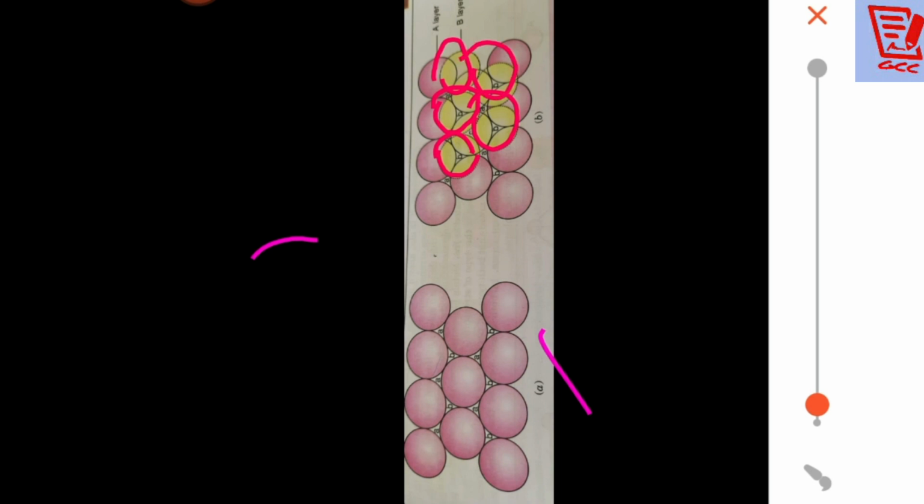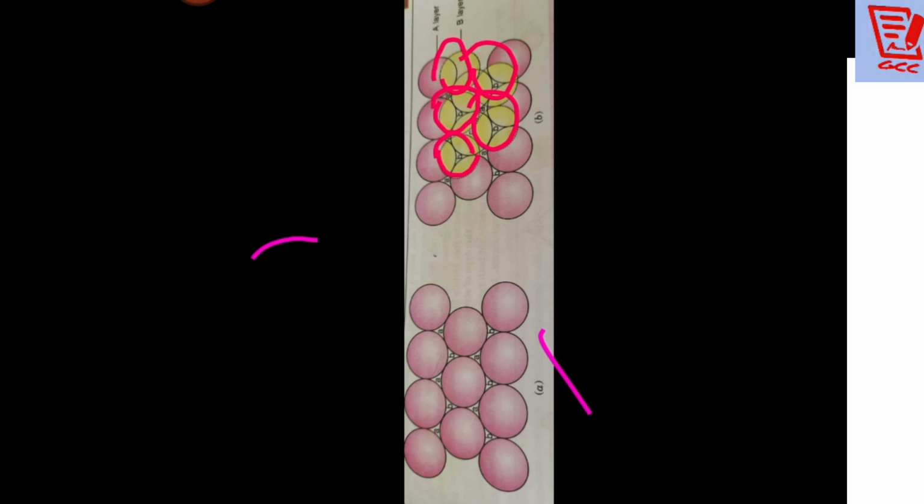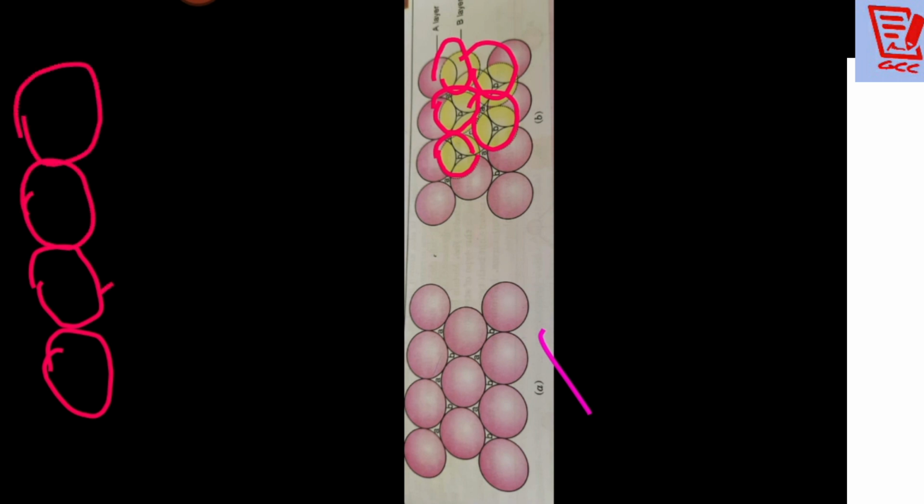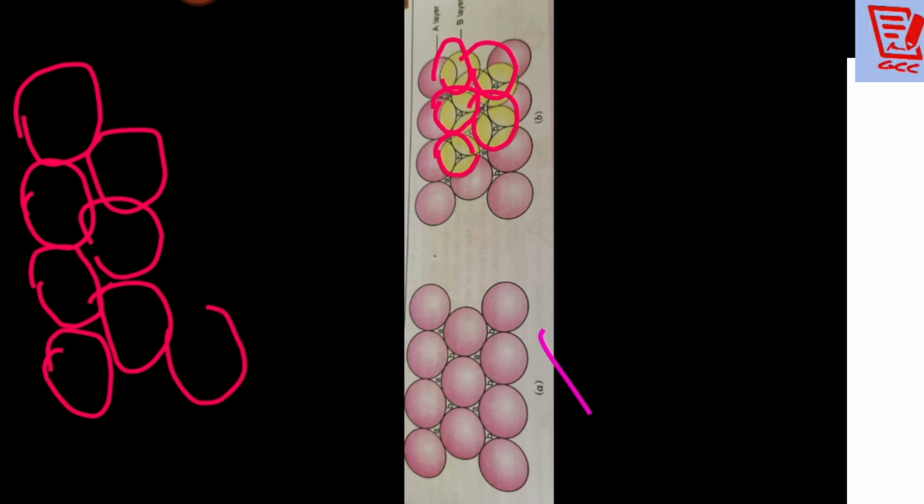Okay, I will show you over here also. Look at how I have done it. You please see it very carefully. See, previously also I have made the spheres this way, and the next spheres are in between the voids like that only. Yes or no?